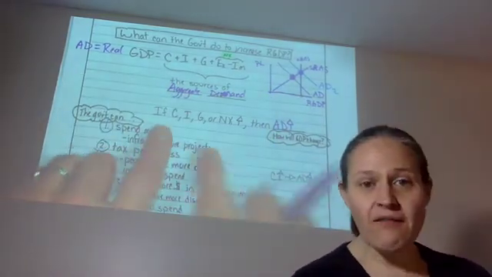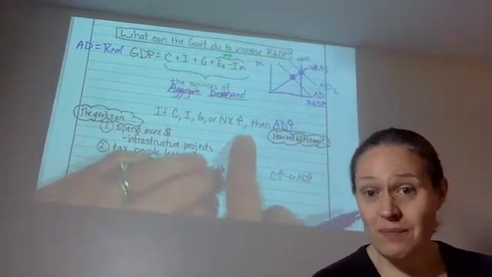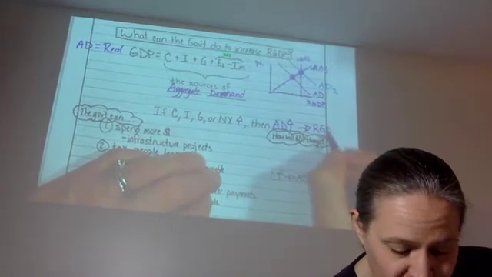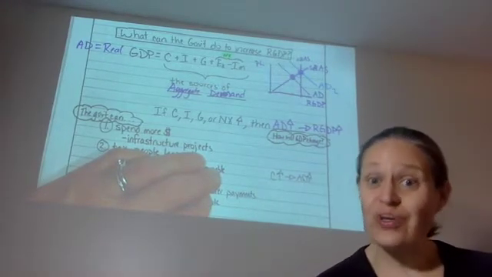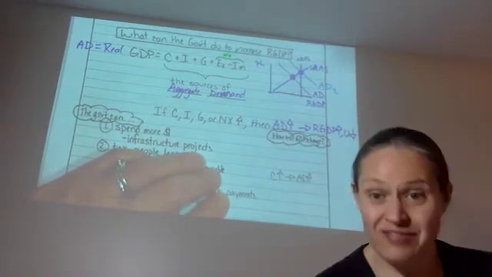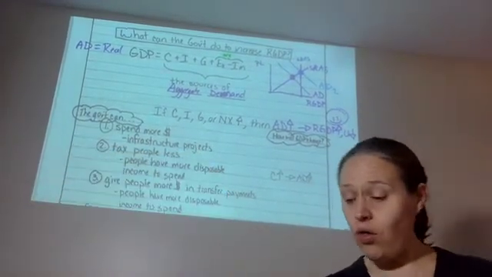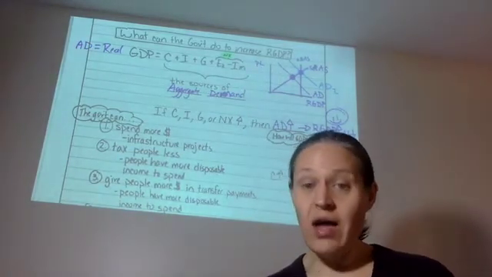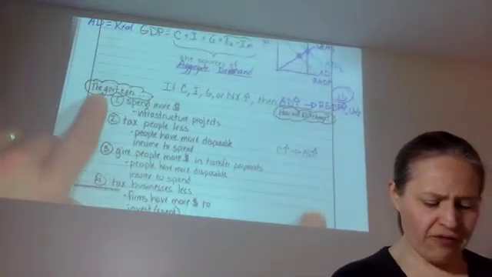So if the government can help C, I, G, or NX go up, then aggregate demand will go up, which means that real GDP will go up, which also means that the unemployment rate goes down. And isn't that what we want? The whole point of this is to help real GDP go up and the unemployment rate go down. All right, so here are the things that the government can do.